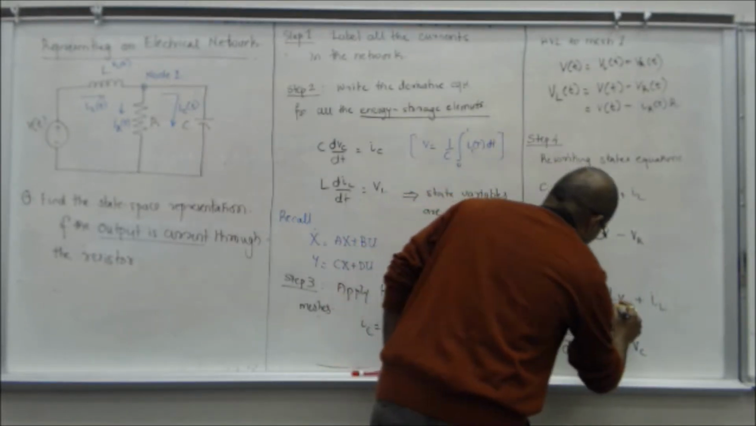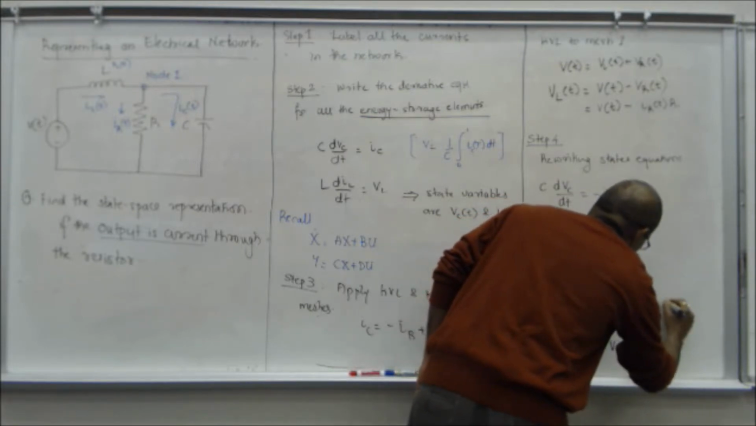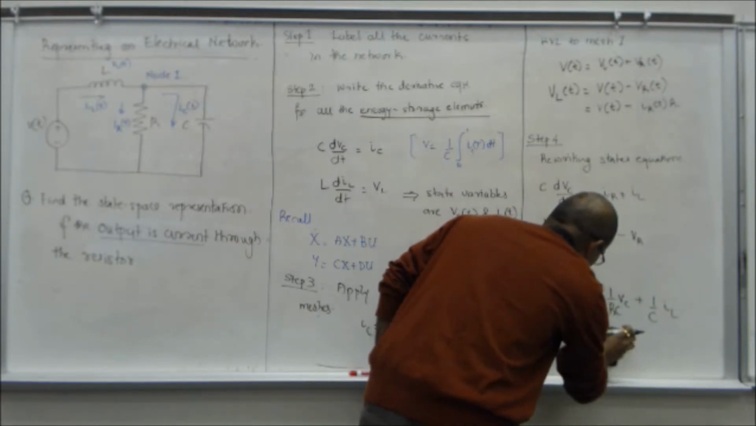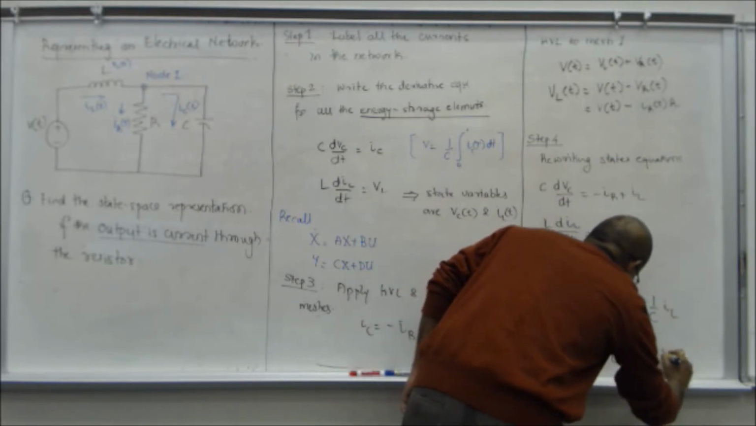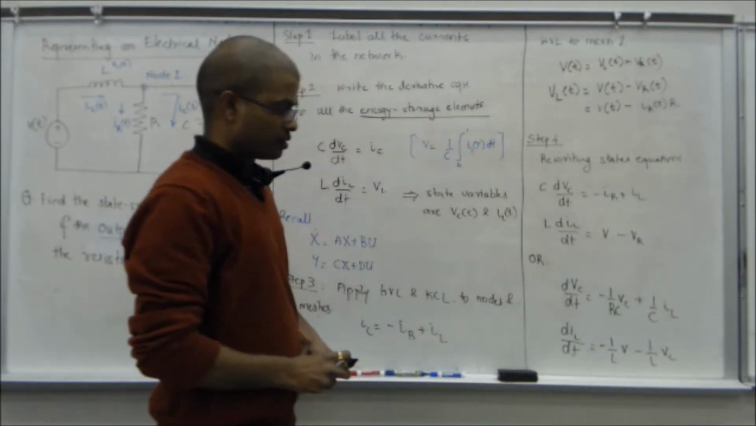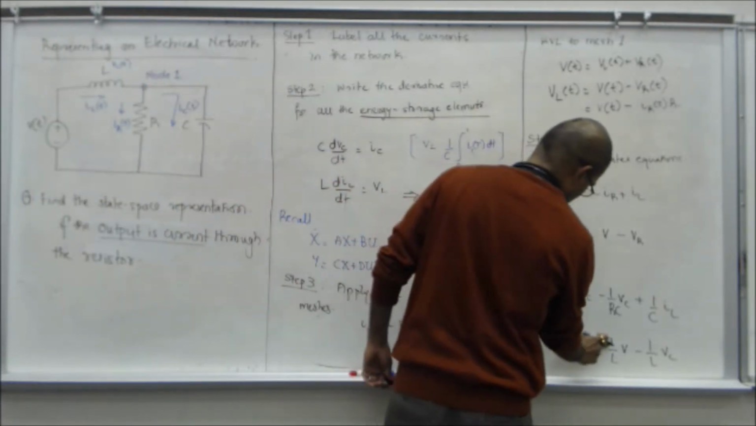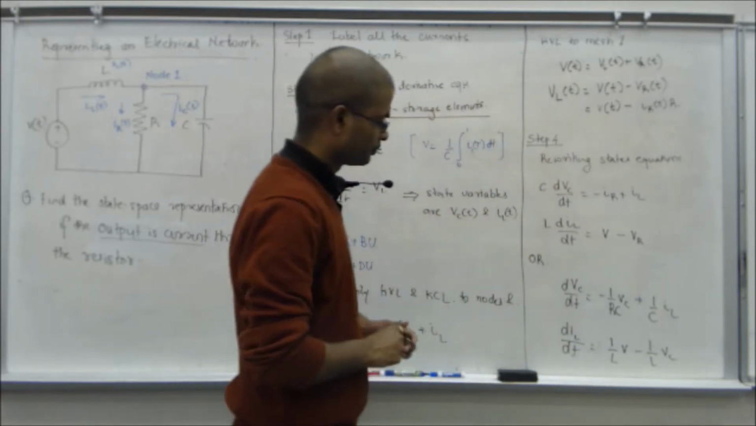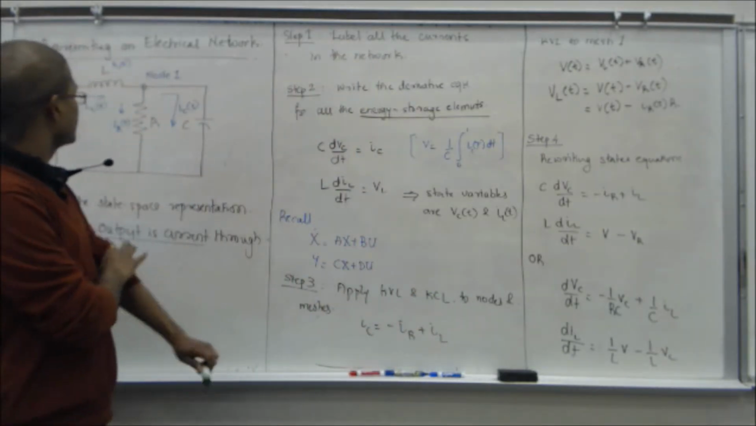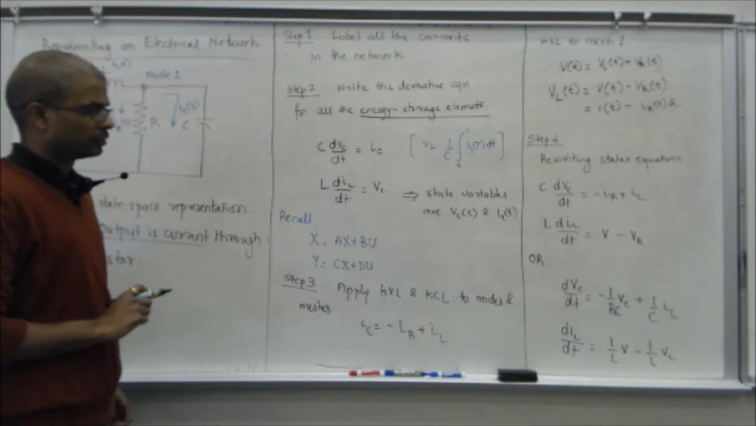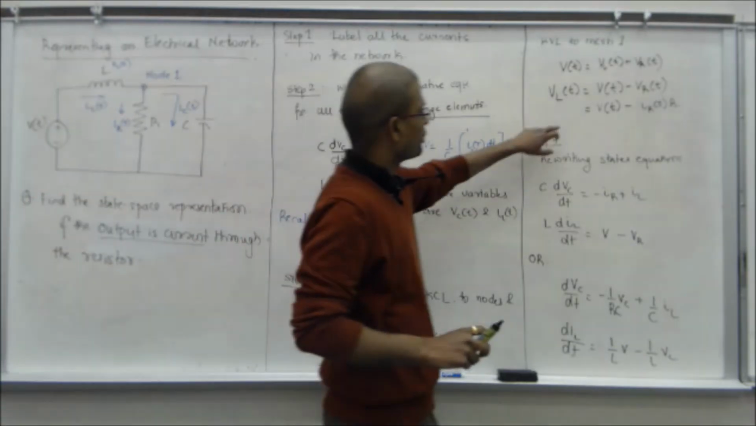If I just remove this, what you're going to get is C plus 1 over C IL minus 1 over L V. This is plus, right? All right, so you're clear up to this point?